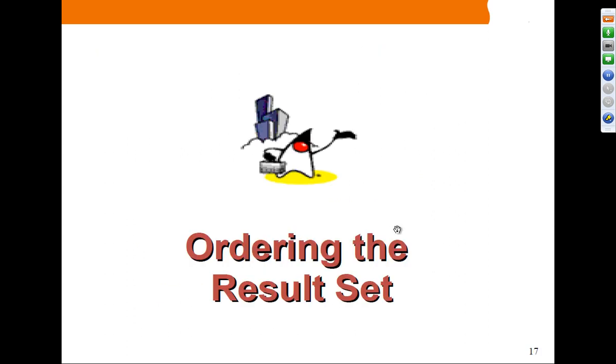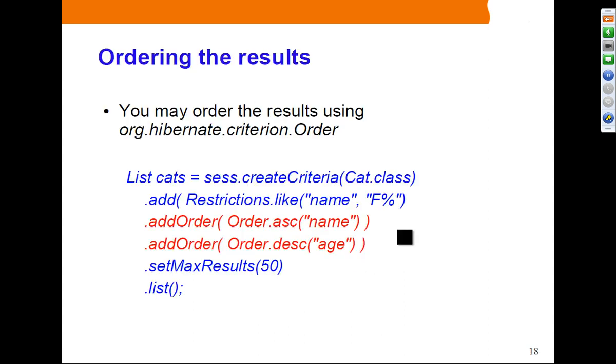In terms of ordering, you can use add order, and then you specify the order object. So this is ascending order, and this is descending order, and then you call the addOrder method.